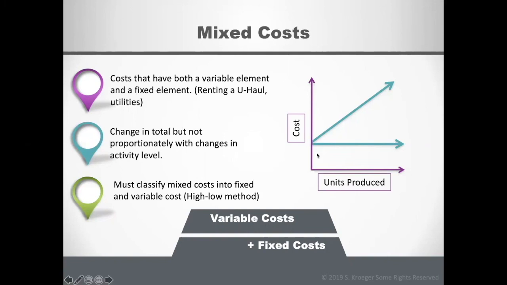This graph shows the straight line as the fixed cost, and the variable cost gets added on top of that. The total would be the mixed cost, which would be the fixed cost plus the variable portion will give us the total cost. And like I said, we'll be using the high-low method to figure out the variable amount and to figure out what the fixed amount is.